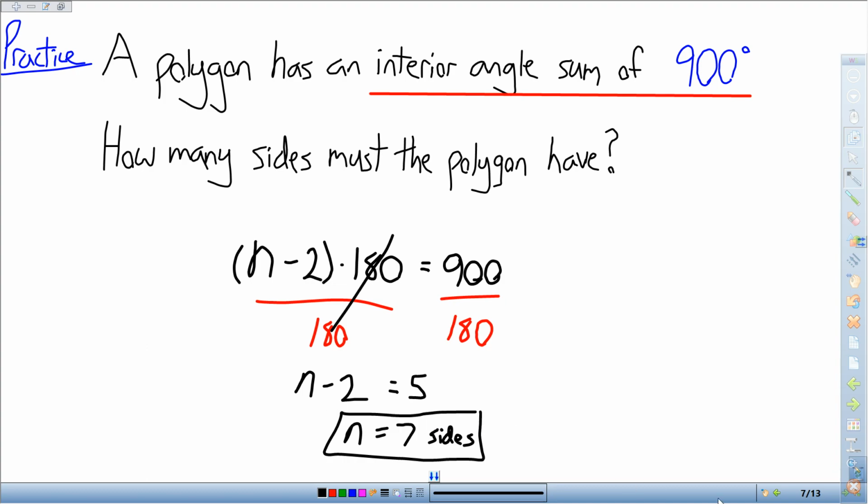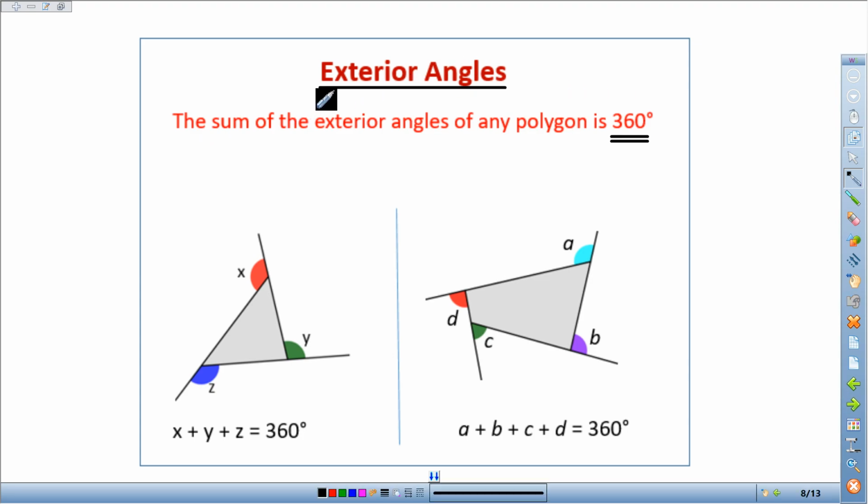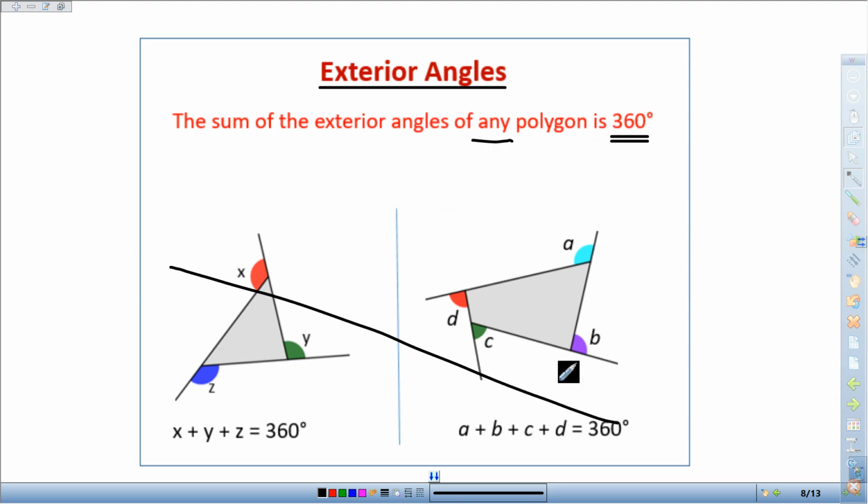Okay, cool. Last thing this lesson gets into is looking at, instead of interior angles, using the exterior angles of a polygon. The exterior angles are the angles on the outside that are created. And here is the rule. All you need to get on this is that the sum of the exterior angles of any polygon is 360. Go ahead and take a second and copy this. You don't necessarily need to get either one of these examples unless you'd like them.